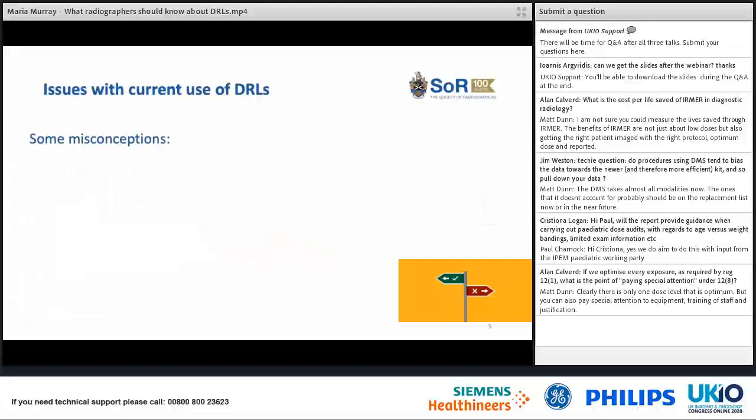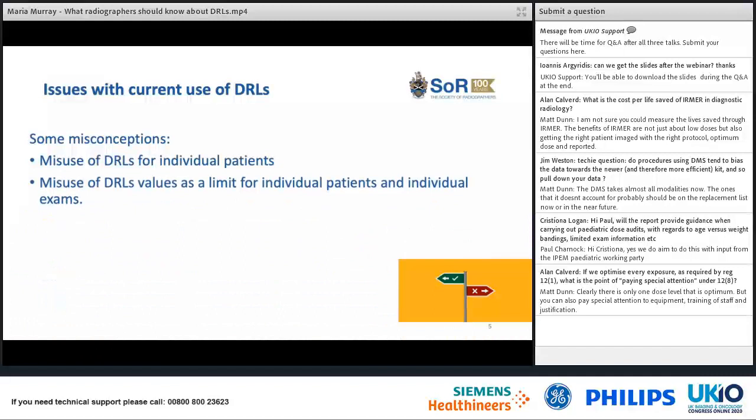Some misconceptions about DRLs. They're not for individual patients. They're not a dose limit. They're not for individual examinations. And there's an assumption that being below a DRL always means good practice.